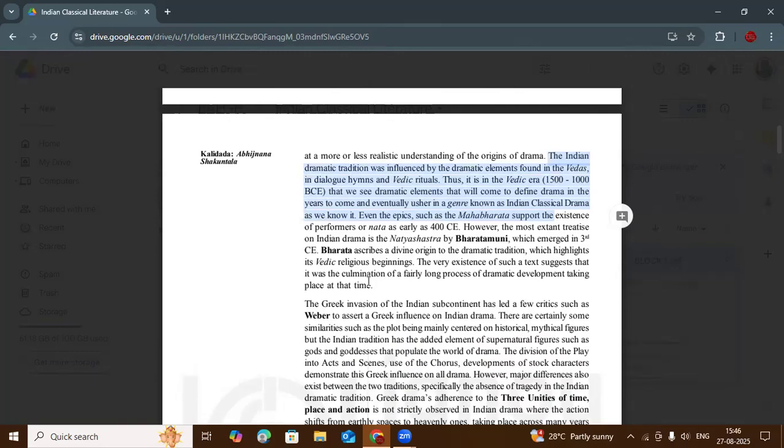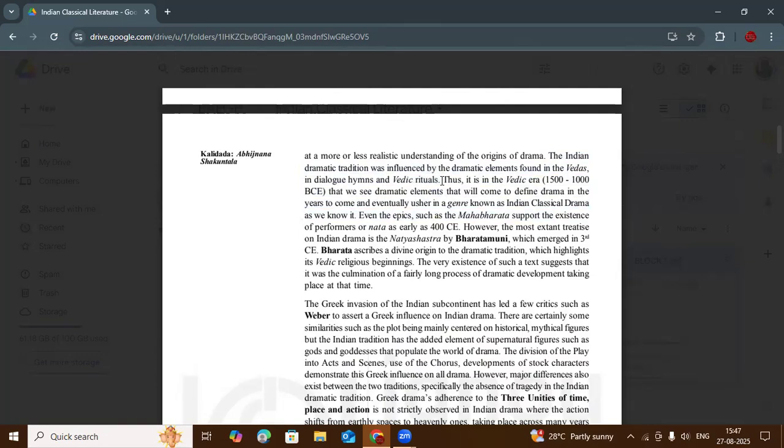Is it clear? Okay. Do you want me to explain again? Once again, the Indian dramatic tradition was influenced by the dramatic elements found in the Vedas, in dialogue hymns and Vedic rituals. What does that mean? It means that the origin of Indian drama can be traced back to the Vedas, the oldest sacred text of India.